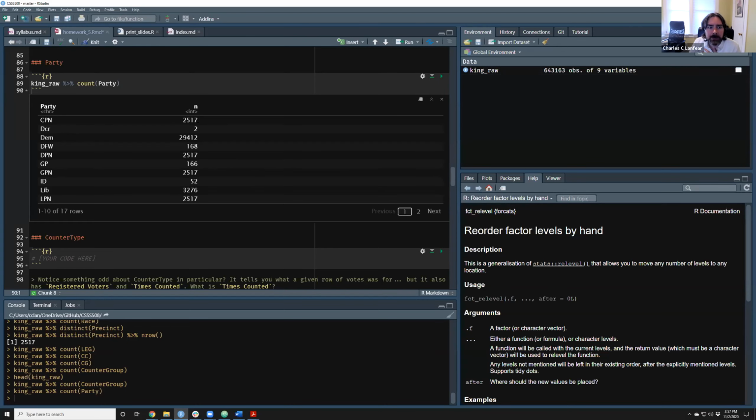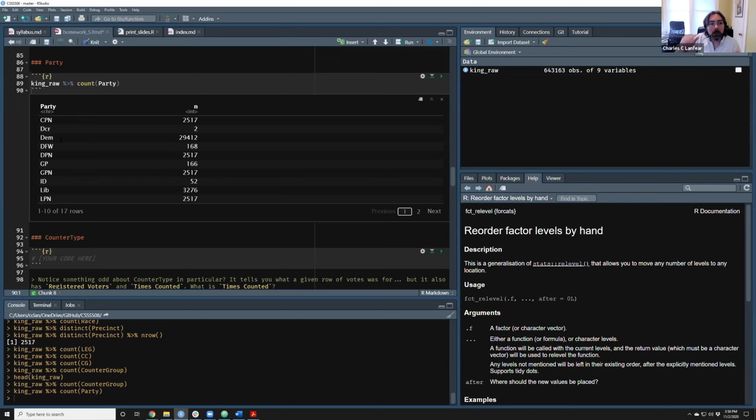Do you remember what 2,517 was? Number of precincts. It's the number of precincts. So this is an indication that things like CPN like this have exactly one row per precinct that corresponds to that party, okay, which is something we'll poke at a little bit later. But then you have things like, wow, 29,412 means there's many Democrat rows within each individual precinct, okay?